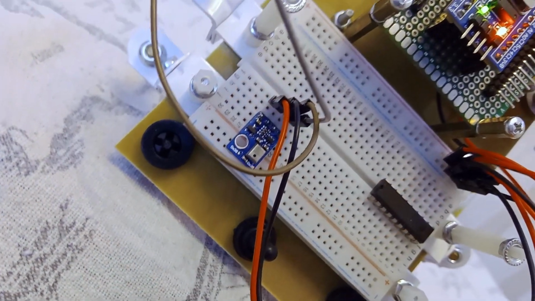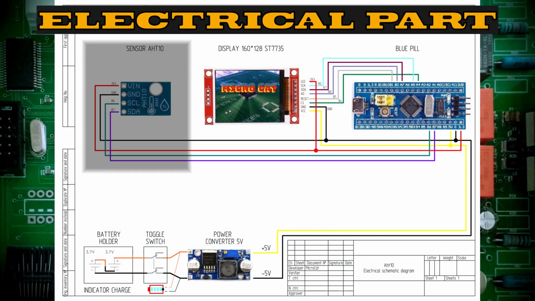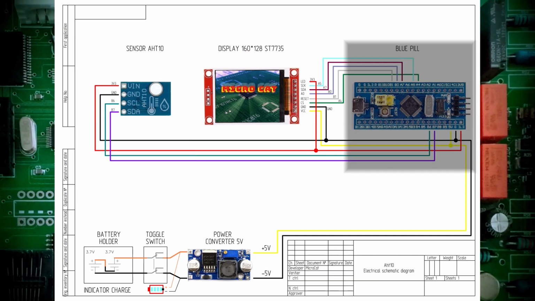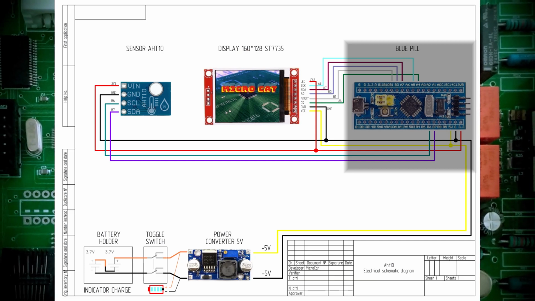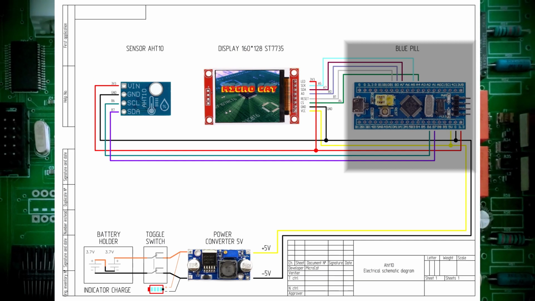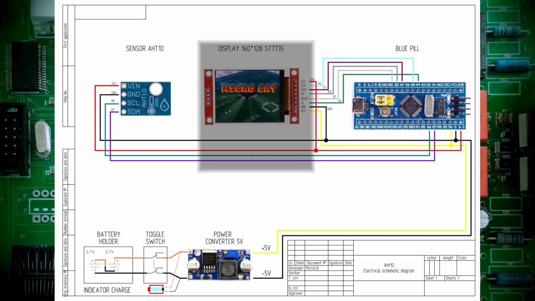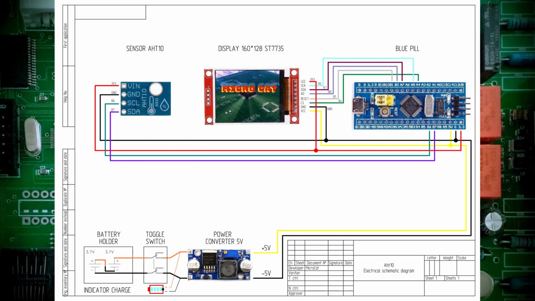Consider the electrical circuit. An AHT10 sensor with a certain strapping of elements was used as a sensitive element. Its signals are transmitted via the I2C bus to the STM32 microcontroller, where they are processed and sent via the SPI bus to the ST7735 color display. Let's consider the software part.